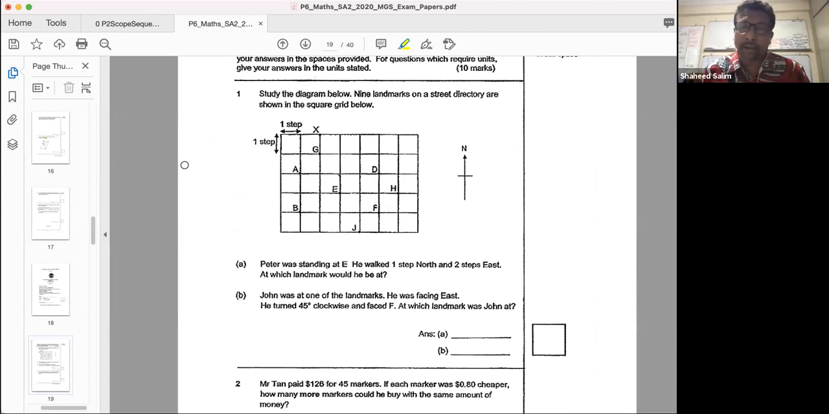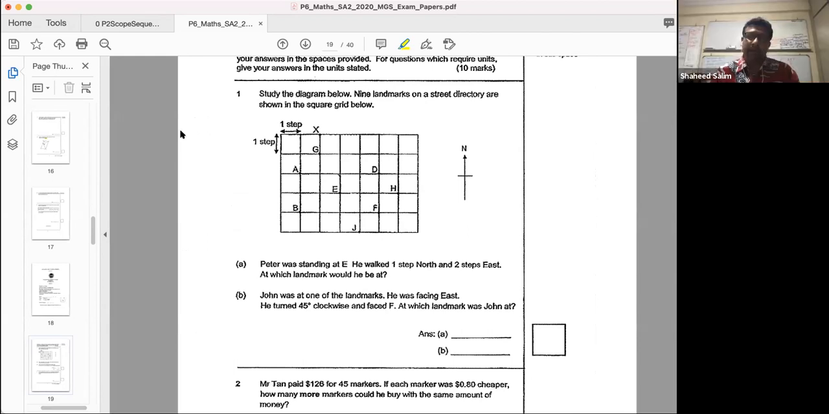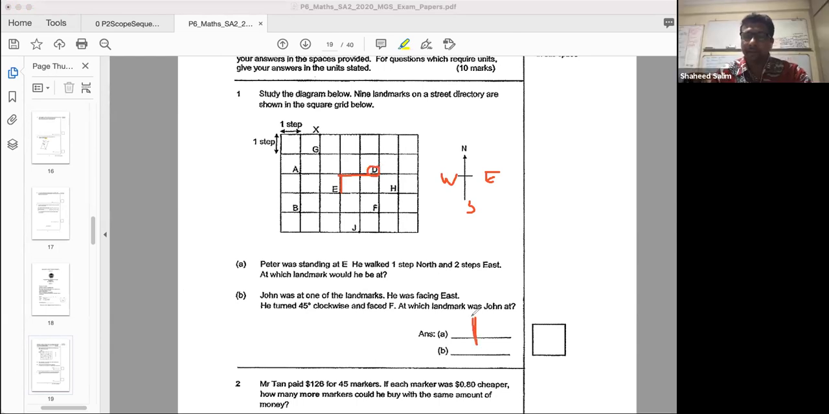Akil can tell the answer, or anyone can tell the answer. Shakil says D. Okay, let's see whether he's correct. Do you agree with him? He walked one step north. North is up this way. First of all, we need north, south, west, east. Then 2 steps east. The elephant sprays water. Yes, so the answer is D.